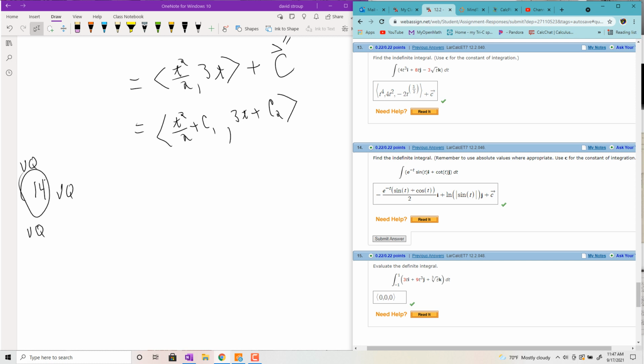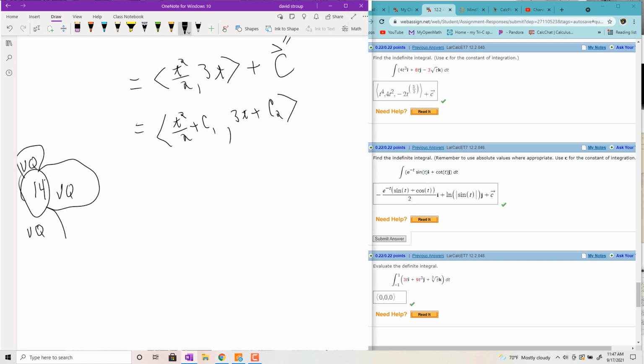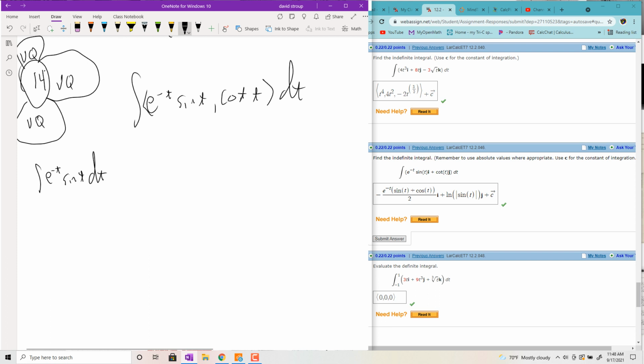So we have the integral of e to the negative t sine t, comma, cotan t dt. You're expected to remember things from Calc 2. First off, I'm going to integrate that e to the negative t sine t term. And sadly, yes, I'm going to have to do integration by parts, unless you remember tabular integration, which I never do. So I'm just going to do by parts twice.